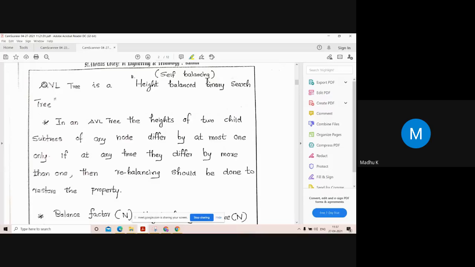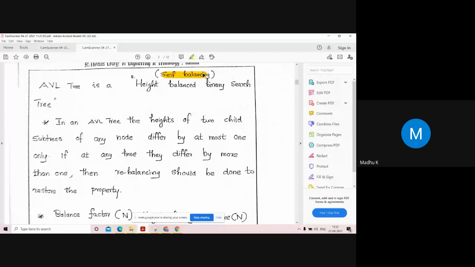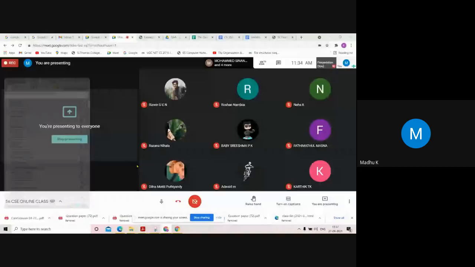So what is an AVL tree? An AVL tree is a height balanced, self-balancing binary search tree. It is a self-balancing binary search tree.